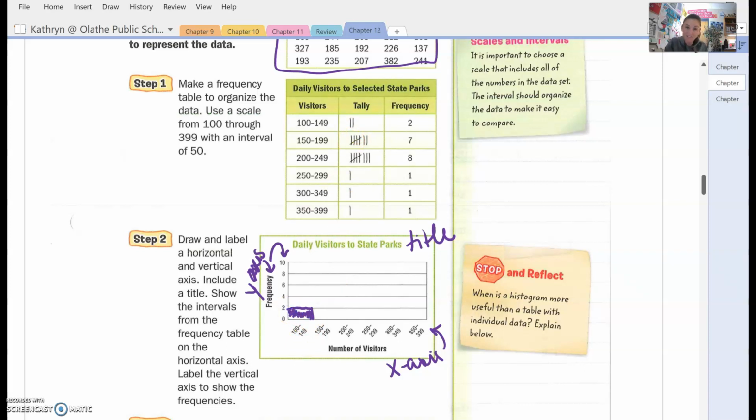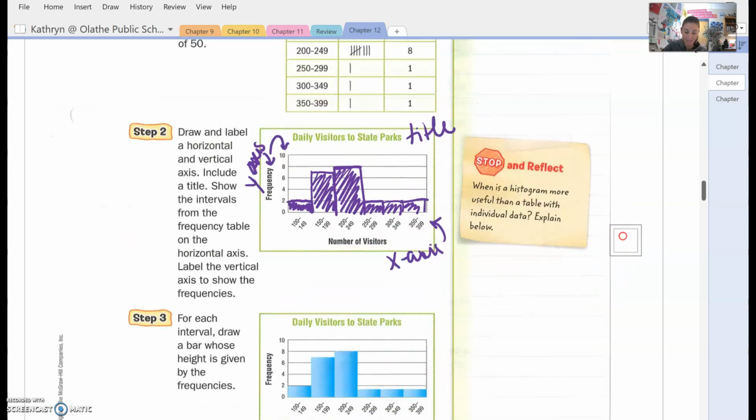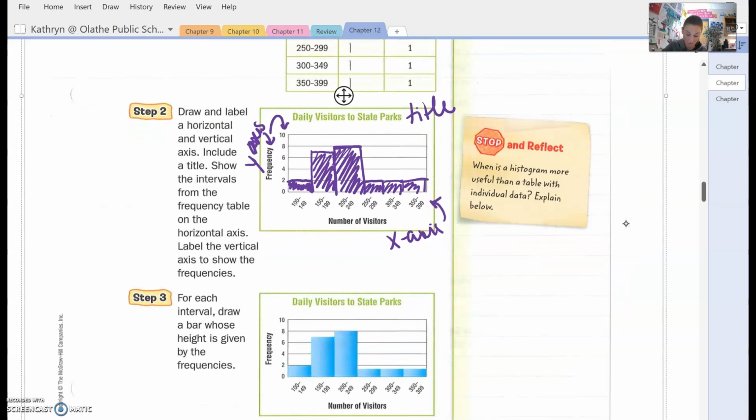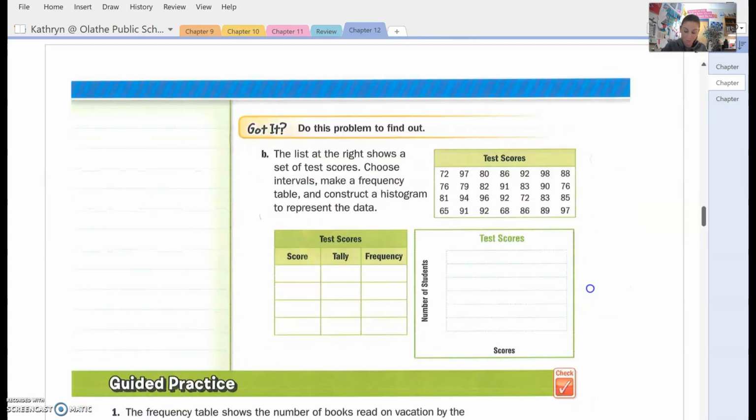So 100 to 149, you're going to have 2. It looks like 150 to 199, you have 7. Now I know that this is underneath, but I want you to practice. So just like this. The next one, 200 to 249 is 8. So we're going to go all the way up there. And then it looks like this section we have 1. This frequency we have 1, and this frequency we have 1. So it should look just like the one right down below, and it does. So that's perfect. Okay, let's practice now.